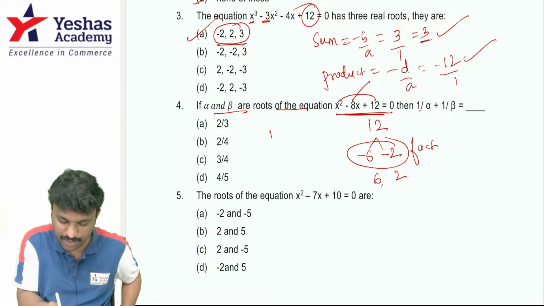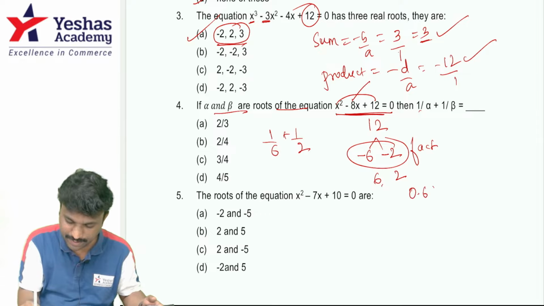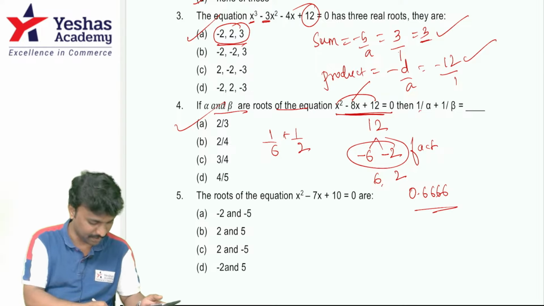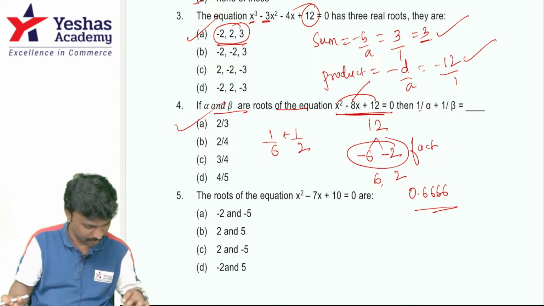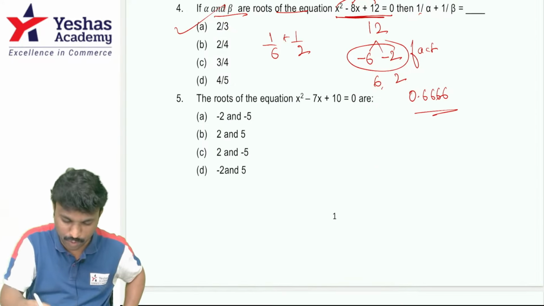Now it's 1 by 6 plus 1 by 2. So take your calculator. 1 divided by 6, M plus, 1 divided by 2, M plus, MRC, that fetches you 0.6666. So which option? Option A is the right answer. Is this clear? So let's now move on to the next question.